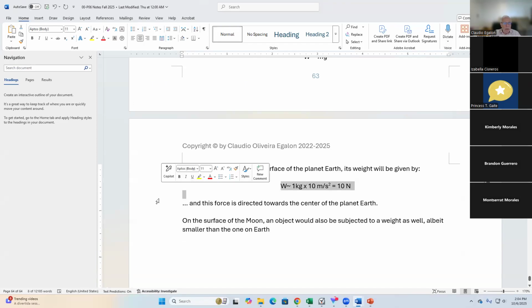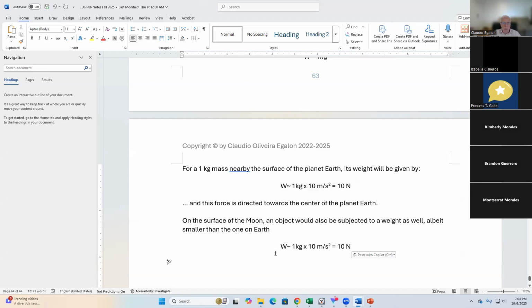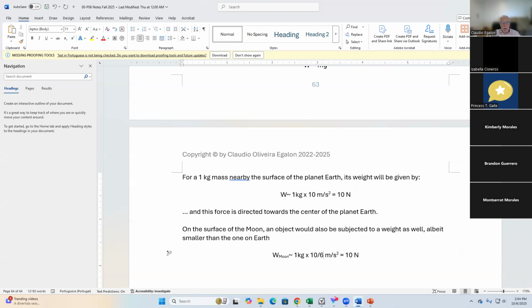Okay, and let's write it down. It varies from planet to planet, from Jupiter, Mars, Saturn, even the Sun exerts a weight on the objects nearby it, especially the planets. Here you go. Weight on the surface of the moon is going to be 1/6 that of the weight of the Earth. So 10 divided by 6 is going to be approximately almost 2.